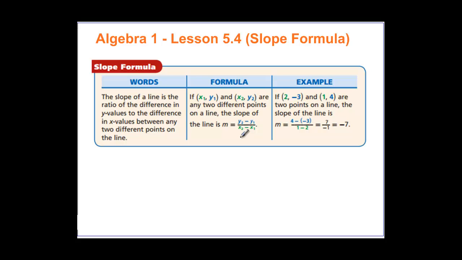Okay, so as we talked about in class, we are going to continue working on lesson 5.4, the slope formula. This was the definition that we talked about in class. The slope of a line is the ratio of the difference between the y values over the difference between the x values on two different points on the graph.